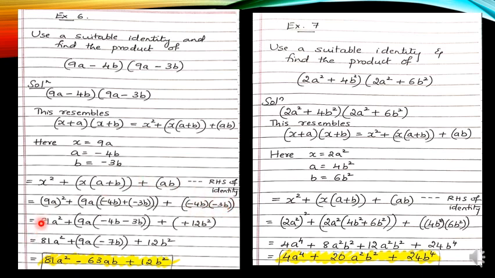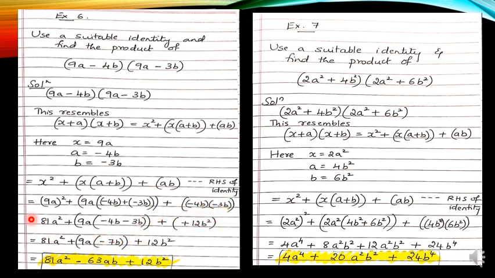Next step. 9a the whole square is 81a square plus, write this 9a as it is and first simplify this. We have minus 4b. Here we have two signs which should be multiplied. So plus into minus is minus 3b as it is. Then plus sign as it is. Minus into minus is plus. 4 into 3 is 12. B into b is b square.